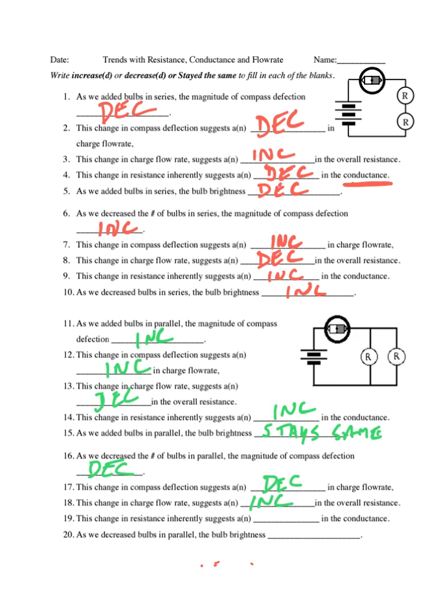And remembering again the new word conductance. Conductance is the opposite of resistance. So an increase in resistance means a decrease in conductance. And as we decrease the number of bulbs in parallel, the brightness stays the same. And those are the trends in resistance, conductance, and flow rate.